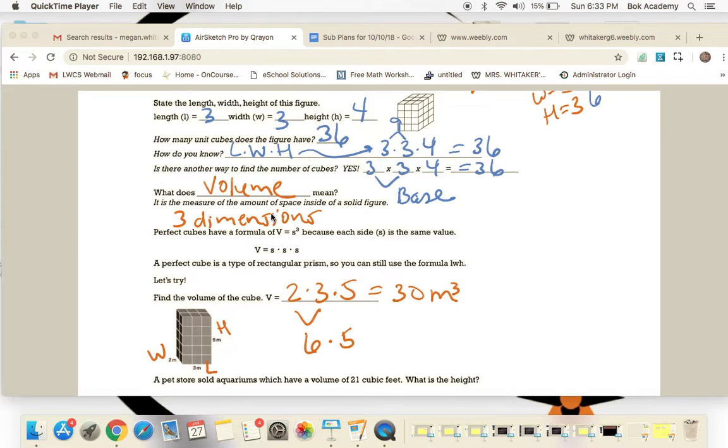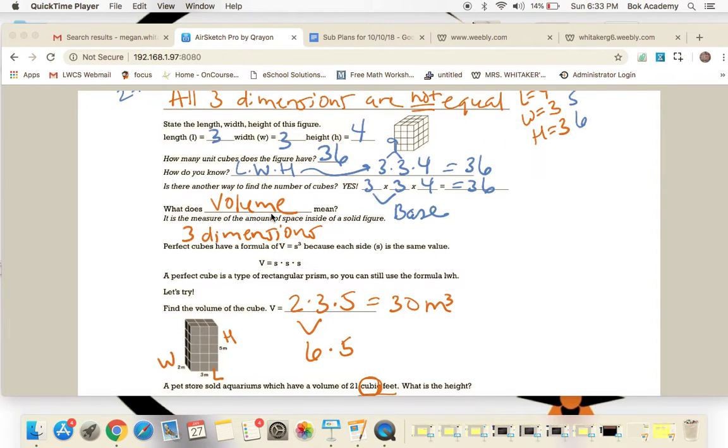The last one, a pet store sold aquariums which have a volume of 21 cubic feet. So I know since it has that word cubic, they're giving me the volume. That's another clue I always tell my students. If they're saying square feet and they have a number next to it, that means they gave you the area. If they put cubic feet beside that number, then I know they gave you the volume. So you're finding one of the dimensions or all of them.